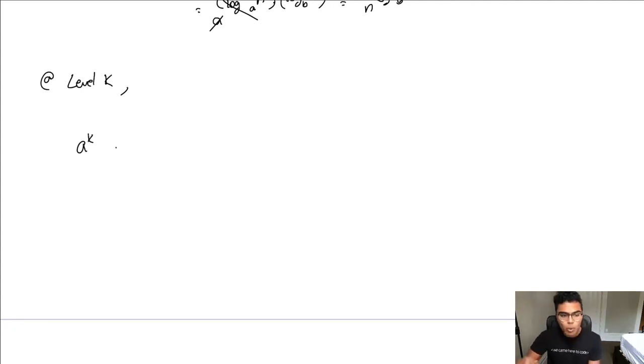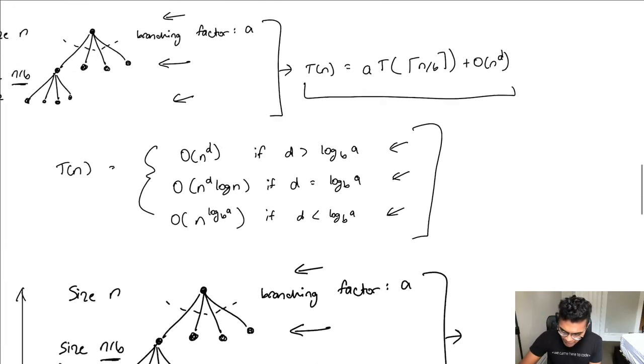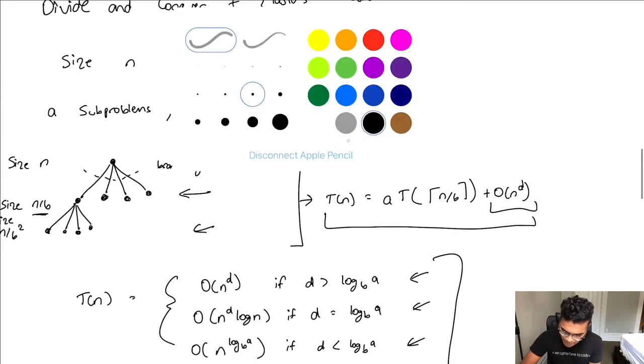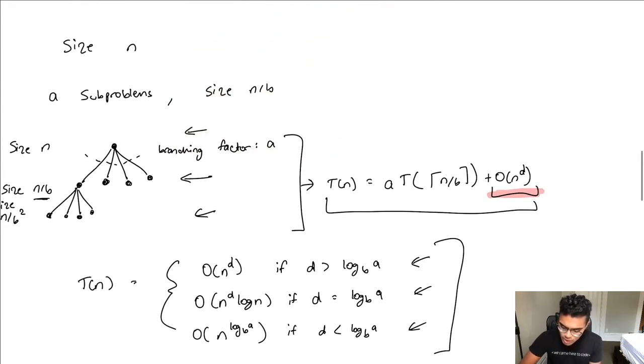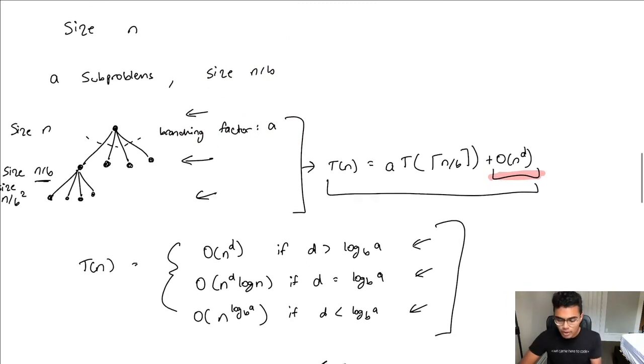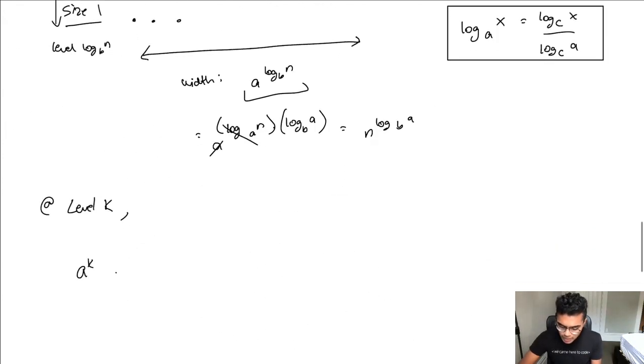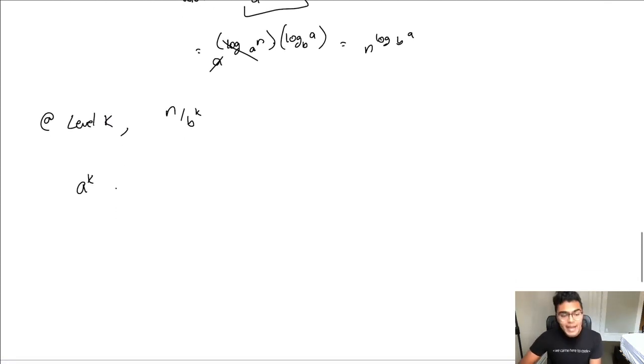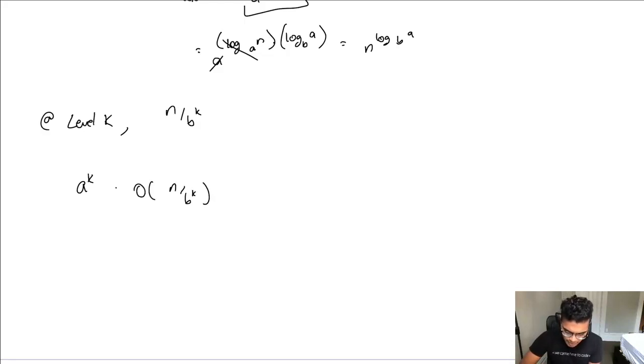And for each one of these nodes, we stated above that we're doing O(n^d) work. That was this type of phrasing over here. And so if at every node we have n over b squared or n over b cubed, etc., we know that at level k, we're dealing with a node of size n over b^k. And so we can say over here that at level k, we have a^k nodes, and each one of those nodes is doing O((n/b^k)^d) work.